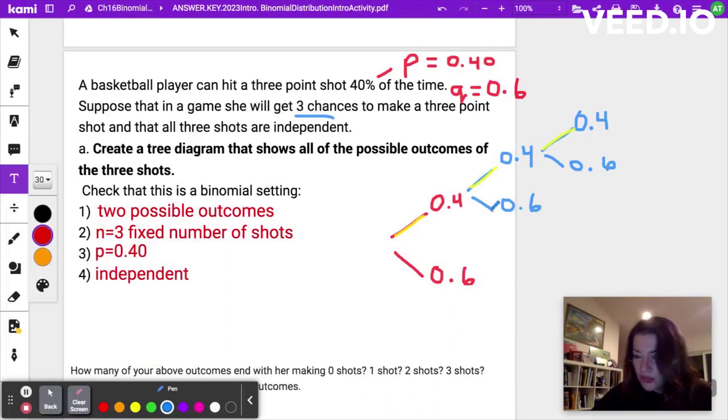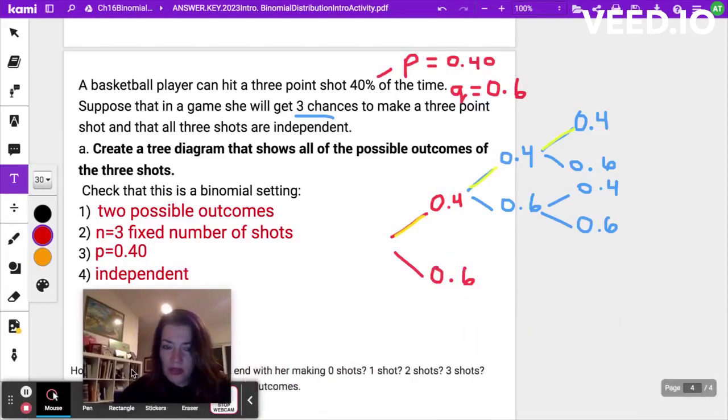So 0.4, first make a shot, 0.6, miss a shot, then going up, she could make the shot. That finishes that possibility. Following along, 0.4, 0.6, that's a second shot. Third shot, she will miss it. That is 0.6. All right, so I did all possible outcomes for making the first shot. What happens when you miss the first shot?